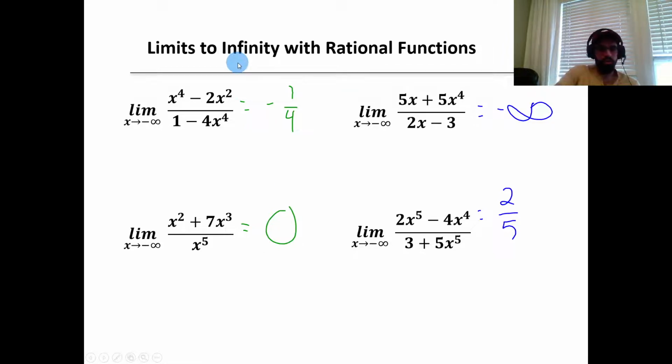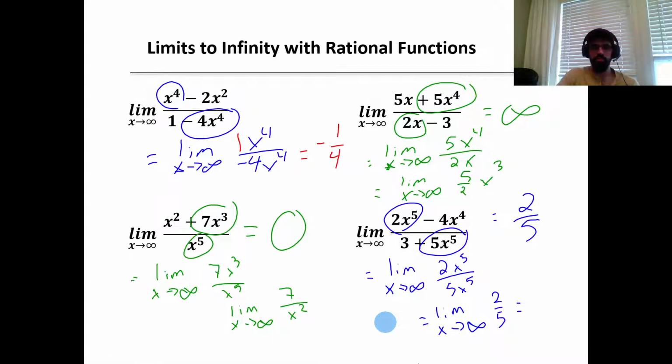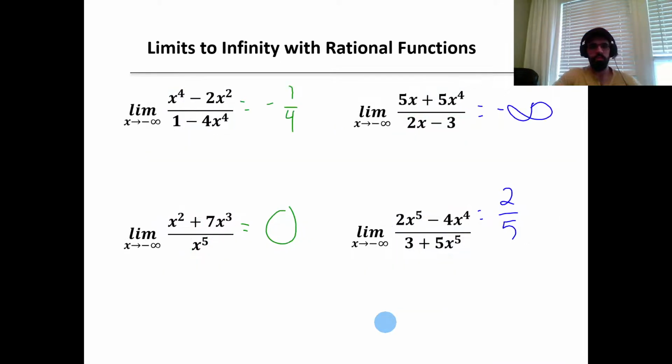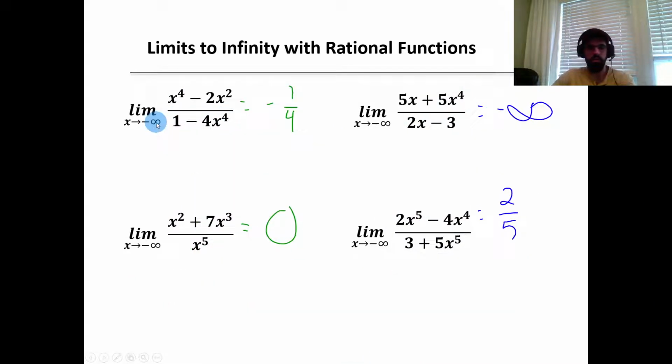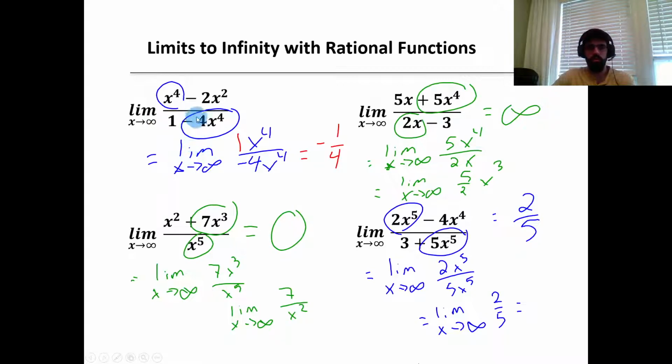So now let's look at 4 more examples, but this time as x approaches negative infinity. Still looking at the leading coefficients, and these are the same ones as before. So we're still looking at the same terms as before. But notice what's the same and what's different. So from going to infinity and going to negative infinity, the leading terms are still what we're going to look at. Our biggest powers are even powers.